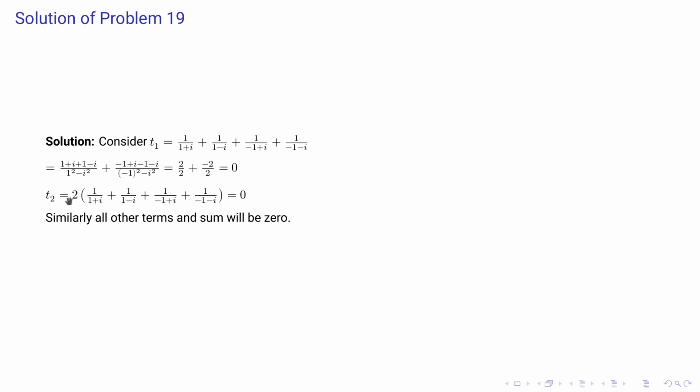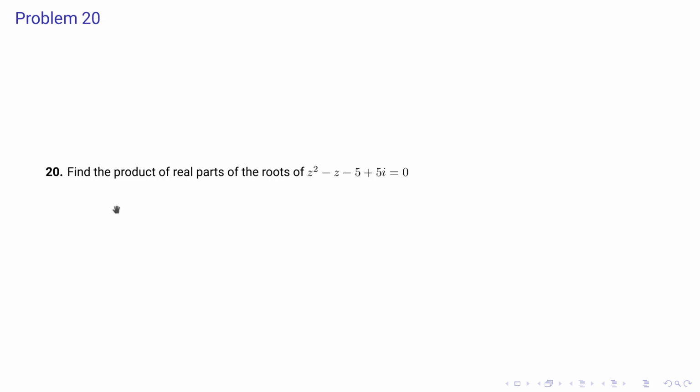Our second term is nothing but we take 2 here and the product inside the brackets is the second term. So this product will be 0, this sum will be 0, so T2 will be 0. Similarly, all other terms will be 0 and the sum of the given sequence is 0.